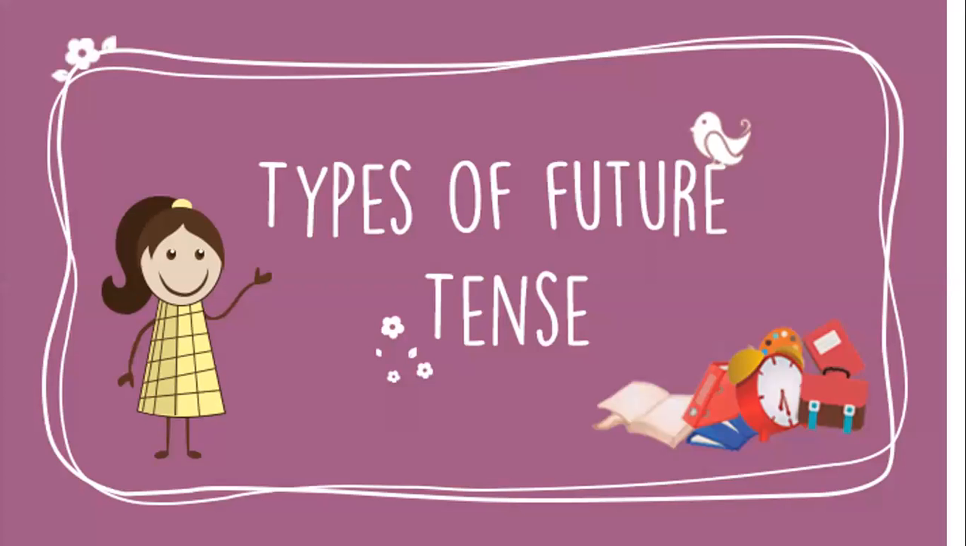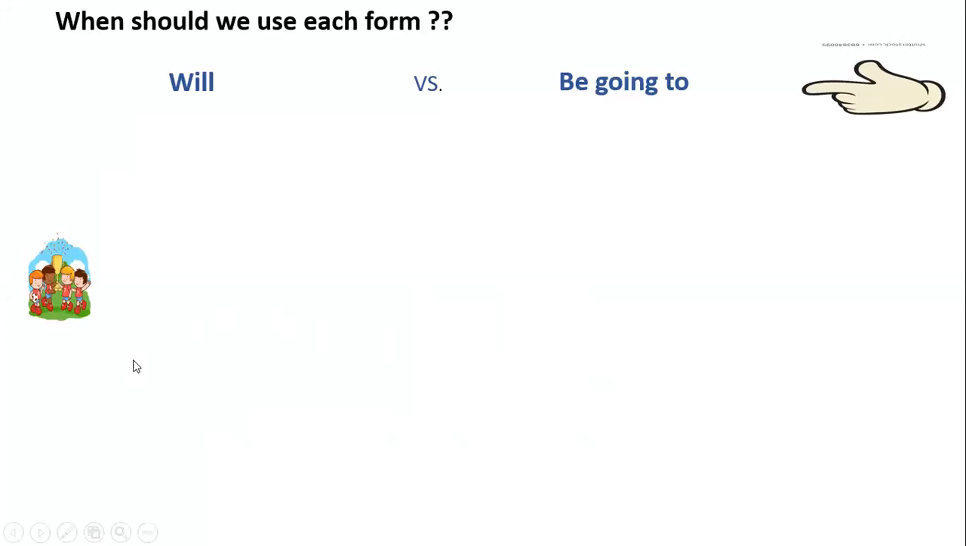Types of future tense. Here we are going to talk only about two forms: will, the modal will, and be going to. Be means that we are going to change it into the verb to be: is, are, am. Both of them, will and be going to, are followed by the base form of the verb, verb one.